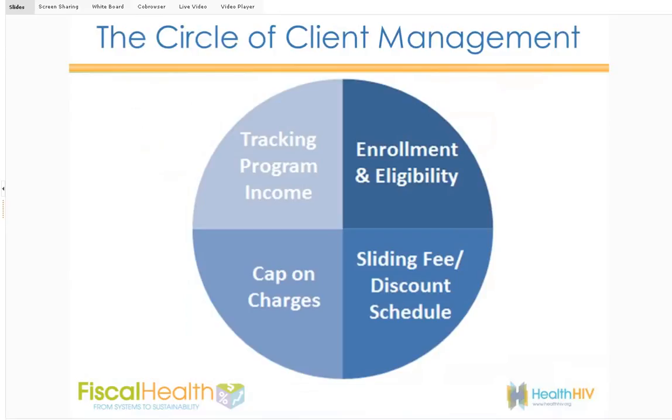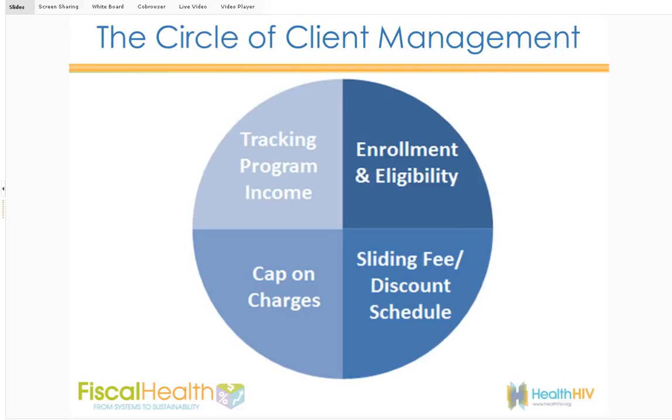So from a fiscal and administrative standpoint, there's really 4 stages to client enrollment, and the first stage starts with enrollment and eligibility. Programs really have to have a way to identify who is eligible for Ryan White services and identify all of the potential payer sources. Since Ryan White is to serve as a payer of last resort, this process of enrollment and eligibility is really the essential starting point for your program.